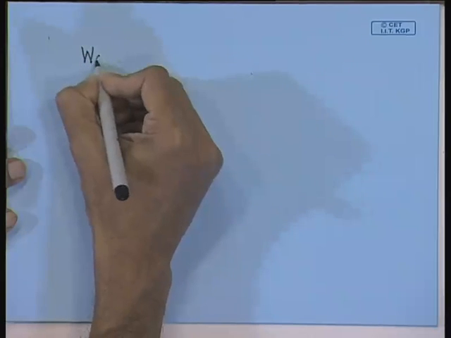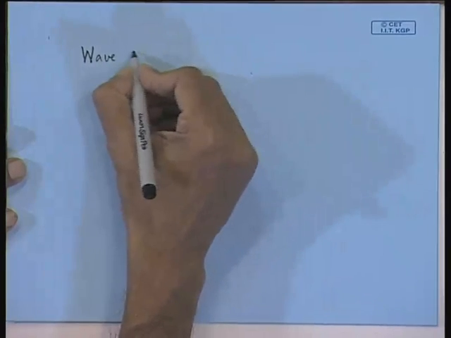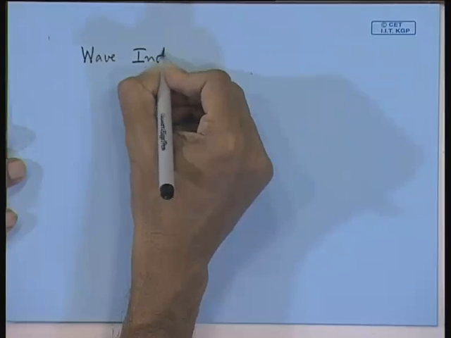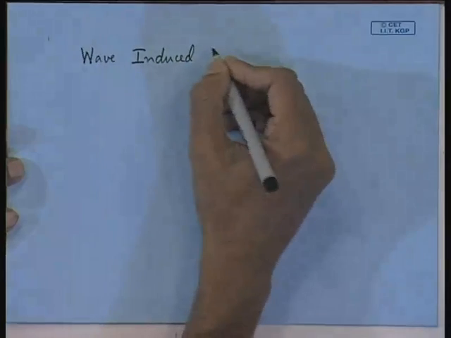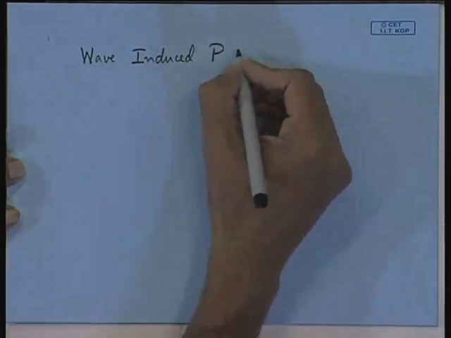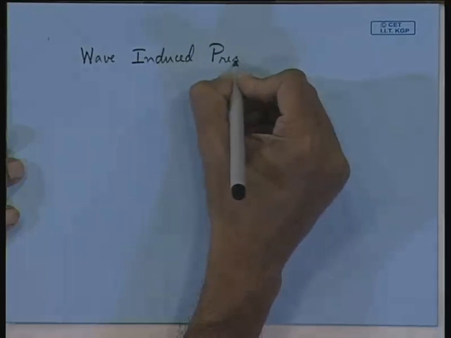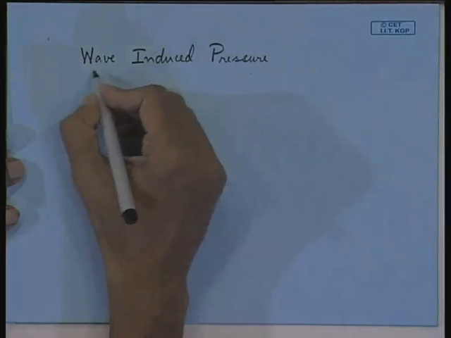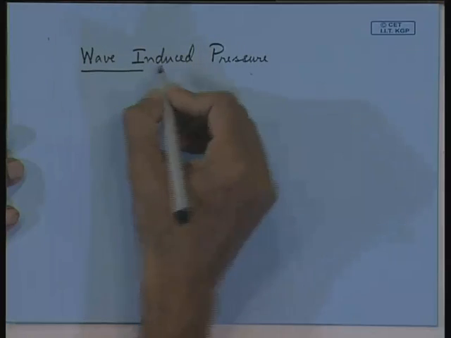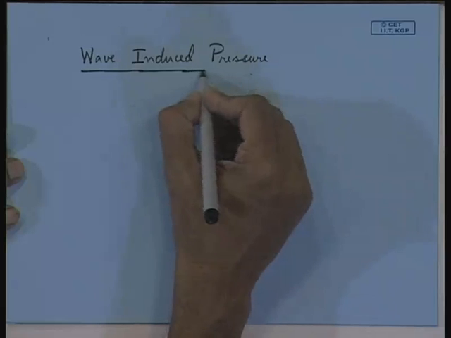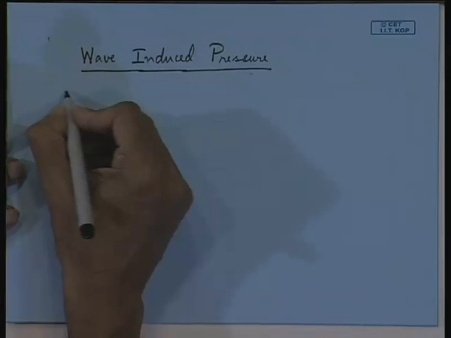So today we will continue with waves. We have already calculated the pressure term, the wave induced pressure. Now after this we will go to nonlinear waves. This we have calculated from your linear or Airy wave theory. So for wave induced pressure, we have got the expression as P.